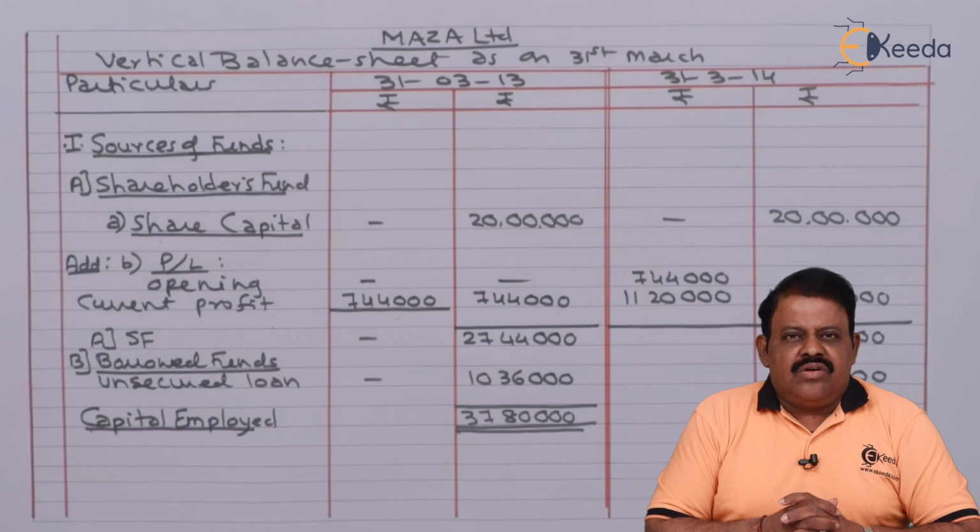In this question we have learned how to prepare a vertical income statement and balance sheet with the help of two trial balances given.